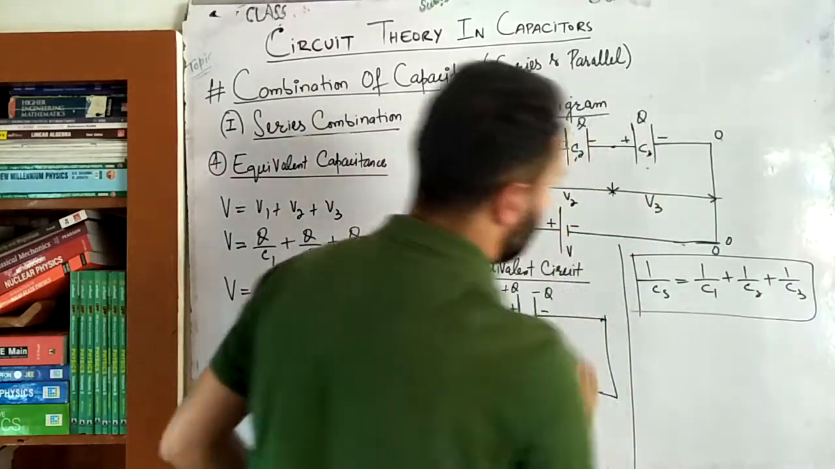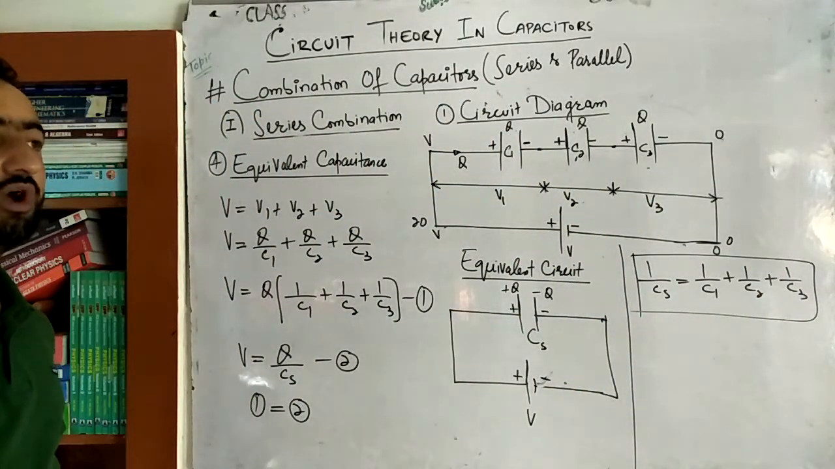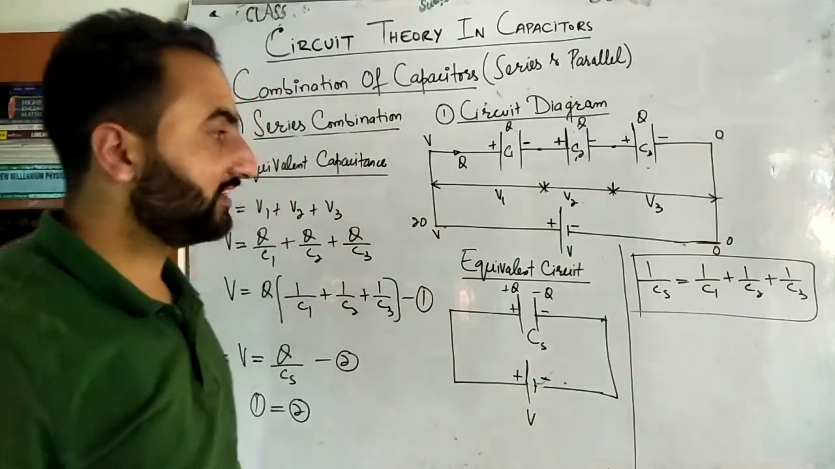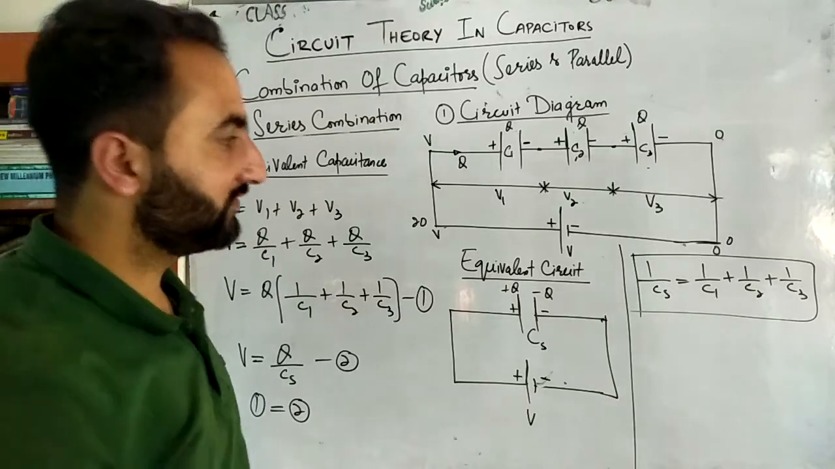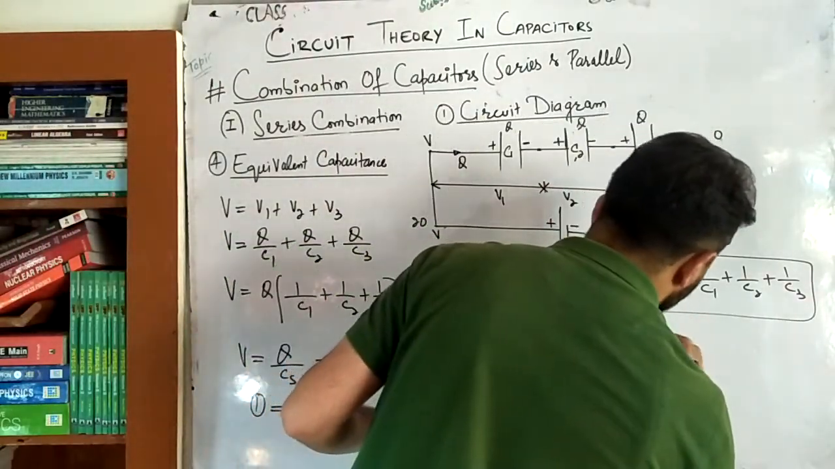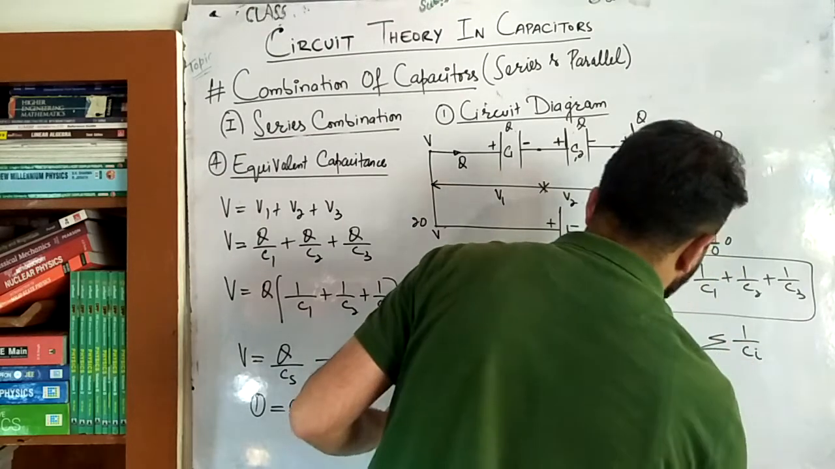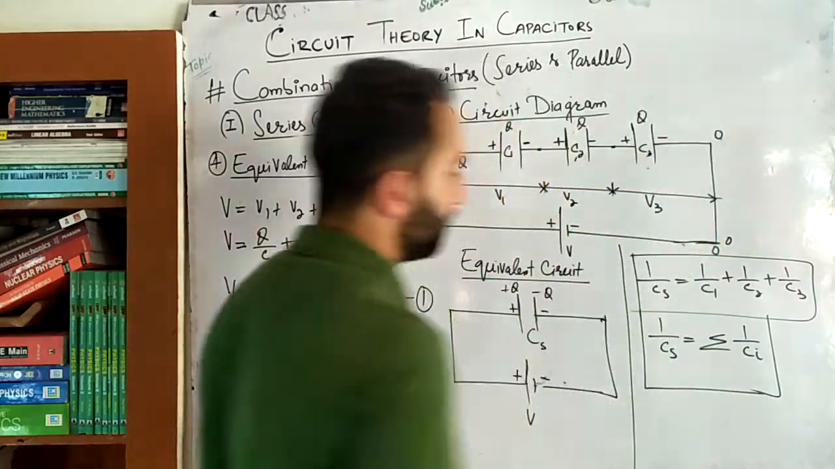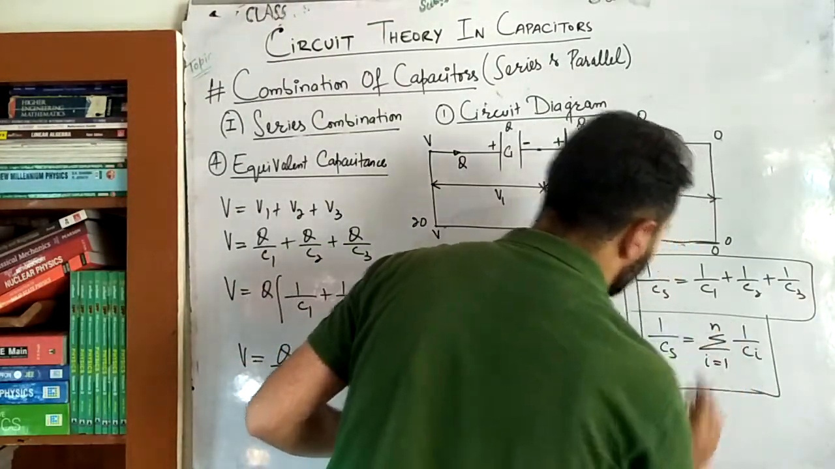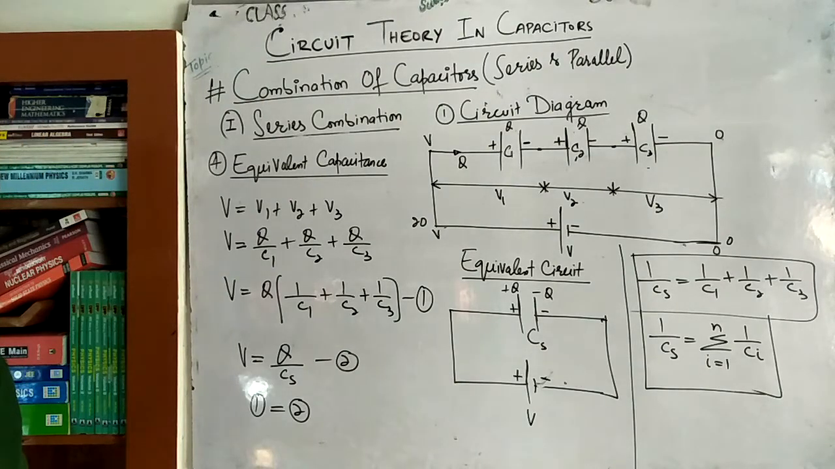So this equation gives the equivalent capacitance. It is opposite to that of the resistance. If you remember, RS is equal to R1 plus R2 plus R3. But in this case, 1 by CS is equal to 1 by C1 plus 1 by C2 plus 1 by C3. So in general, 1 divided by CS is equal to the summation of 1 divided by CI for n number of capacitors, where I runs from 1 to n. This is the way we calculate the equivalent capacitance.